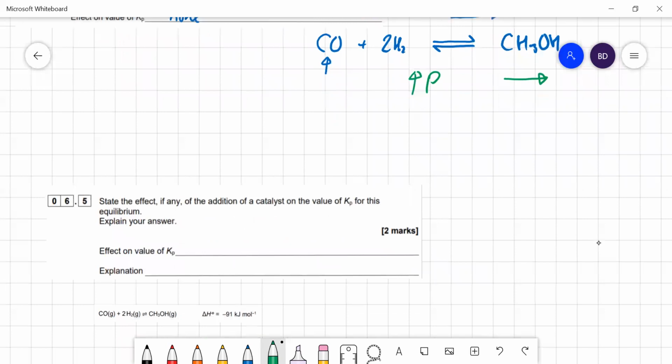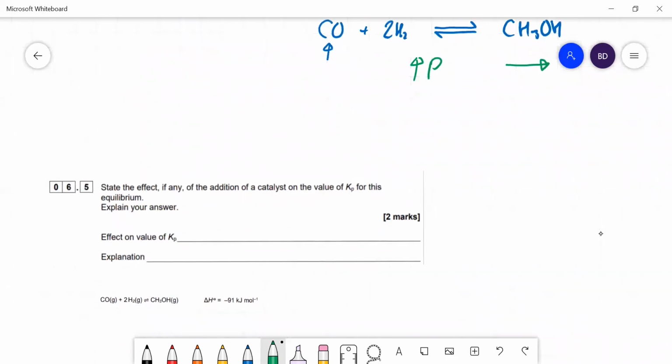Right, what would be the effect of adding a catalyst on the value of Kp? Of course, it would be no effect. Why not? Catalysts don't change the position of equilibrium. All they'll do is increase the rate of the forward and the backward reaction equally. They don't change the position of equilibrium. Okay.